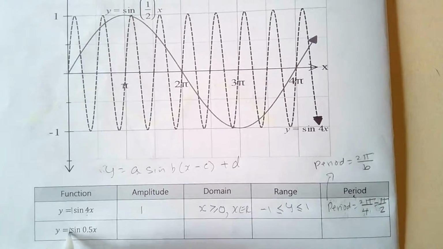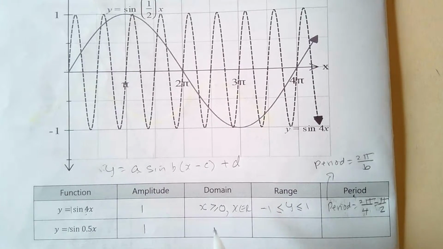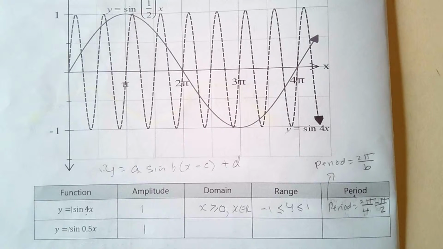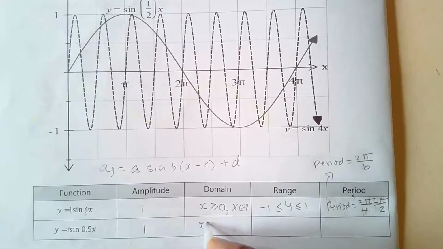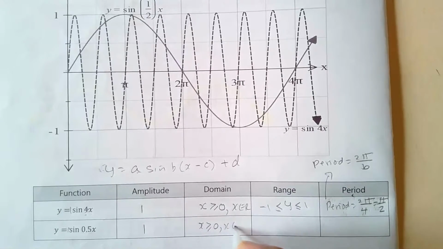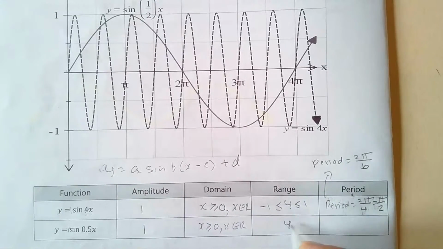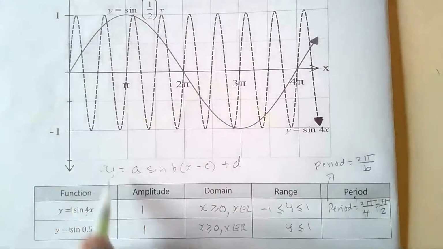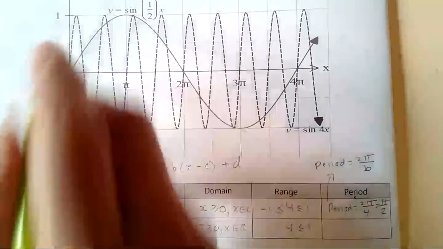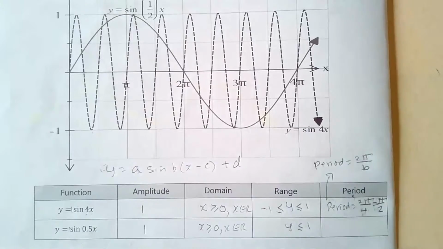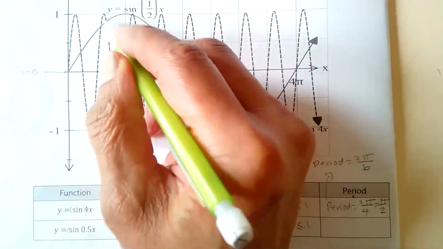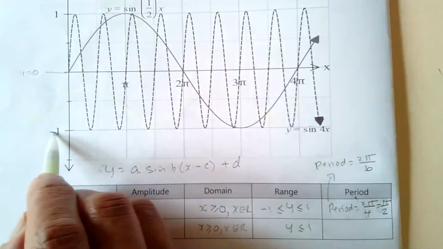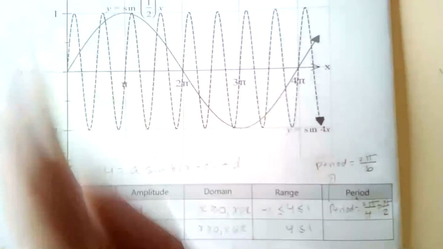The next one, the amplitude is 1. The domain will be the same. X is greater than or equal to 0, where x is a set of real numbers. The range is still -1 to 1, because your midline is still 0. This is your midline here. So your amplitude is 1, so it's from minimum to maximum.